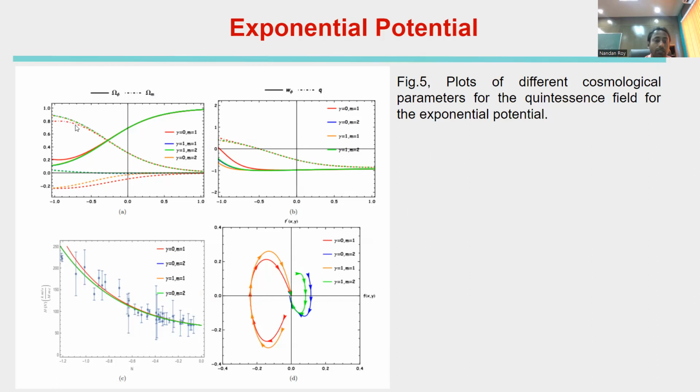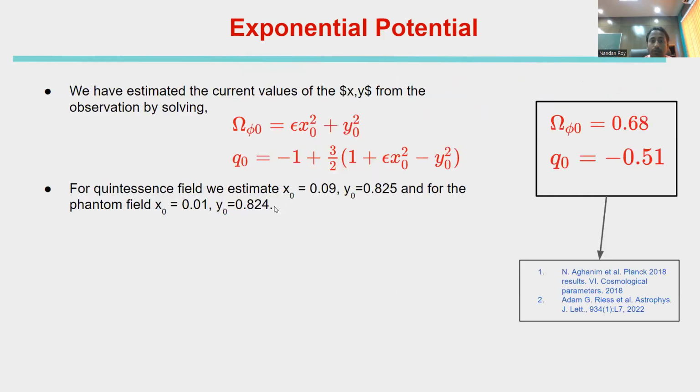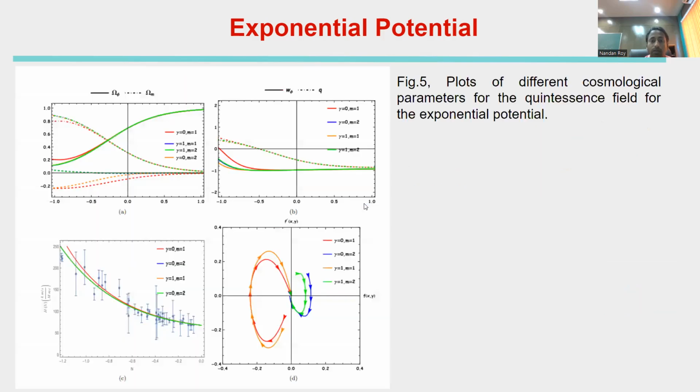Now we plotted the cosmological parameters for the exponential potential for the quintessence case. One can see this is omega m and omega phi, and most interestingly, this is the evolution of the interaction term. What we did here is consider the current values x0 and y0 for the numerical evolution, taken from the current values of omega phi 0 and q0. One can solve these two equations to get the present values of x0 and y0, and then solve the autonomous system to get these cosmological parameters.